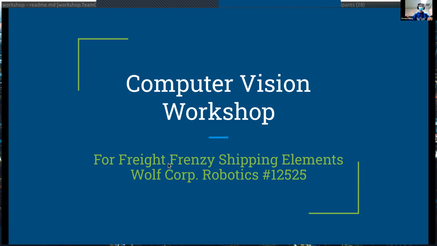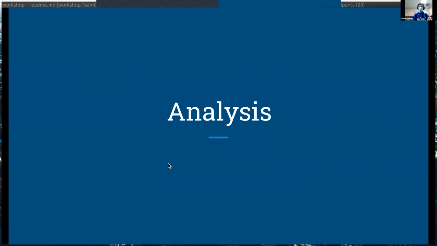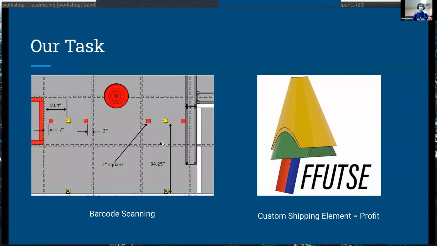Let's get started. So, a bit of analysis of this year's task. Our task is to identify the barcode. I like to call it the barcode, but it's really just either a duck or your own custom shipping element on one of those barcode tapes. Assuming your robot will be right here, you can use your camera centered like here to identify the shipping elements.